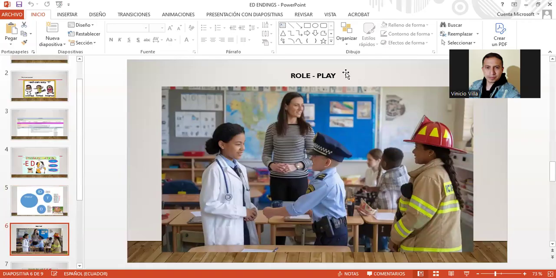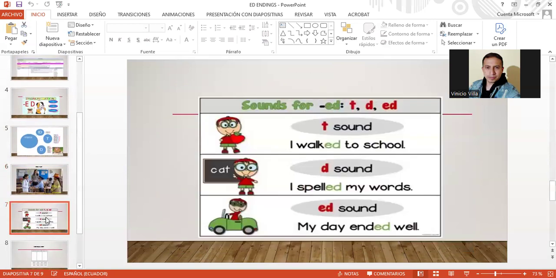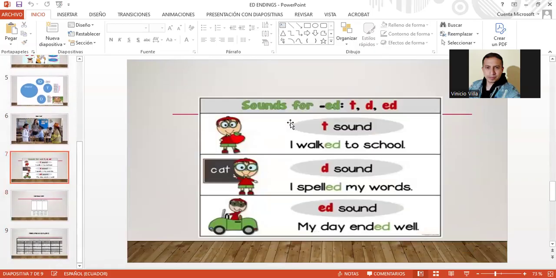Well, it's time to play a beautiful game called role play. Role play is a very hilarious methodology where the students can enjoy everything. Next, they have to work in pairs, practicing. For example, I walked to school, I spelled my words. They have to take into account the three explanations about phonemes T, D, and ID.